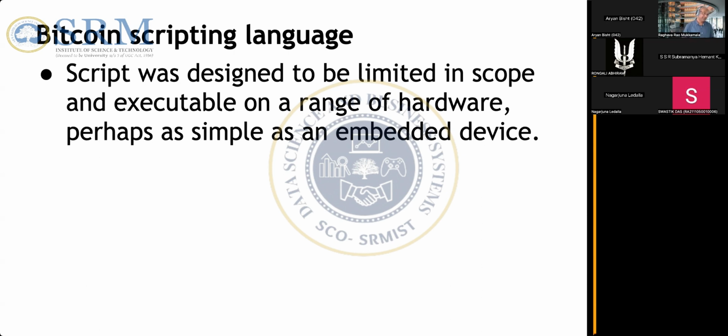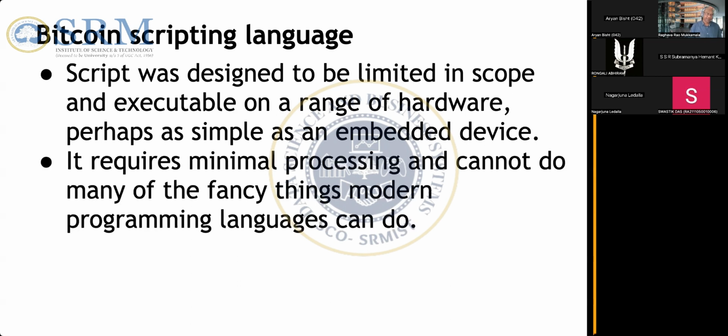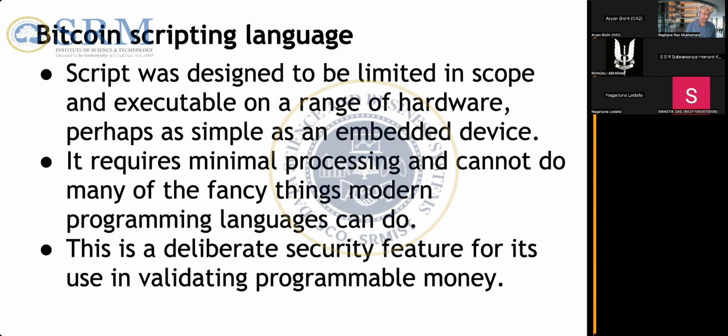In the case of Bitcoin, the main purpose of using a very simple language is that you can execute it on a various range of hardware, even on a simple embedded device. That is the reason they went for a very simple design. It requires minimum processing. You don't need a fancy CPU to execute it. So very minimal requirements. This is a deliberate security feature for validating programmable money.